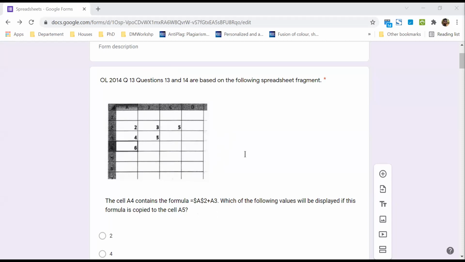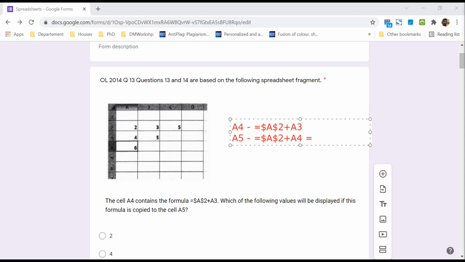Right? So what we have is in A4, we have what? Equal $A$2 plus A3. Then we are going to copy to A5. That means we are going one line down, right? So that means when you have dollar, no change for A. When you go down, what will happen? Row should be changed. Since we have $2, there's no change, right? That means we need A4, isn't it?